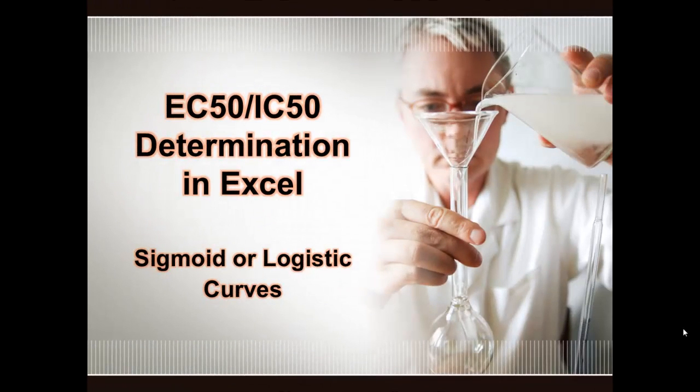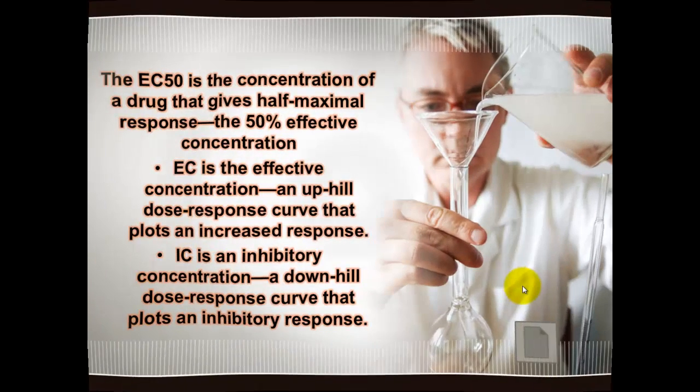EC50 or IC50 determination is a tedious job if you want to do this in Excel, unless you know what to do. Why is it so complicated? Because behind those observations are usually curves of the S-shaped form. They are called sigmoidal or logistic, and those equations are not the easiest kind. So I will try to explain how you can do this if you are dealing with Excel.